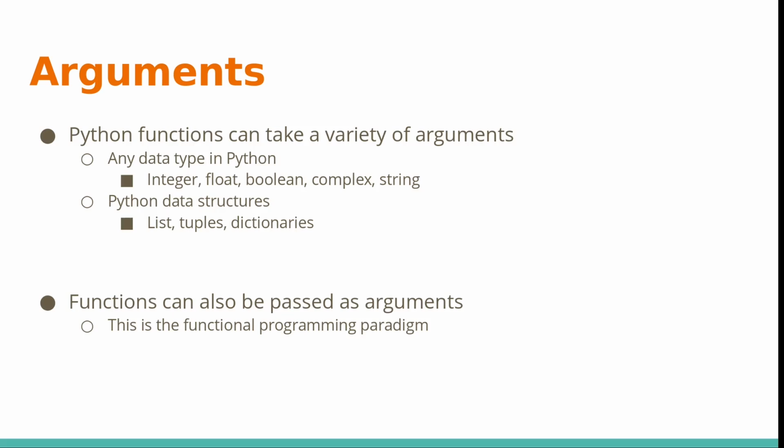Any data type, integer, float, boolean, complex, or string, can be sent to functions. Data structures like lists, tuples, and dictionaries can also be sent in as arguments of the function. And one thing rather unique about Python is that you can also send functions as arguments. This is again a big part of the functional programming paradigm that some programming languages have. Python is one of them.